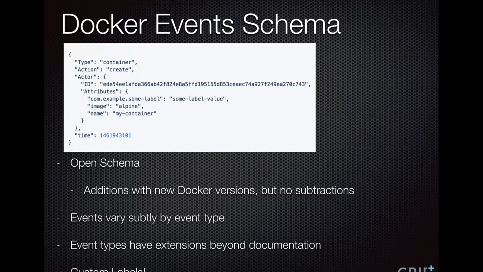Another cool thing about this schema is you can see this com.example.sum label value coming through. And that's actually custom metadata that you can pass through to Docker Compose. So if you're going to build something fancy, do some orchestration of the underlying hardware based on what your containers are doing, that's a good place to hook into.